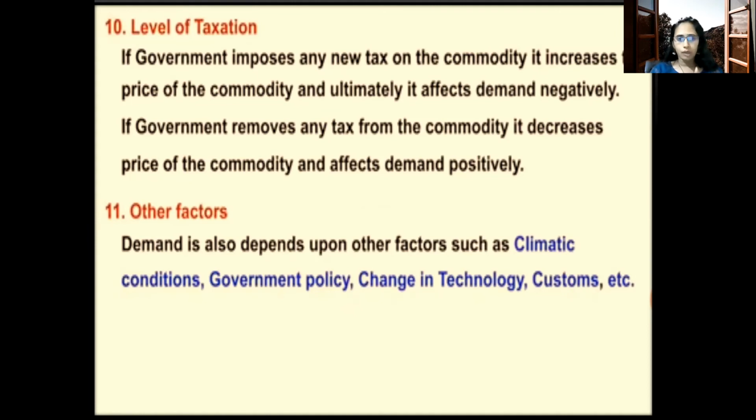So we have finished with the determinants of demand, which is very important. And remember, determinants of demand means the factors which affect the demand, which are responsible for change in demand. Change in demand means maybe an increase or a decrease in demand. So we have seen not only price, we have seen income, advertisement, taste, habit, substitute goods price, complementary goods price, a lot of reasons we have seen.